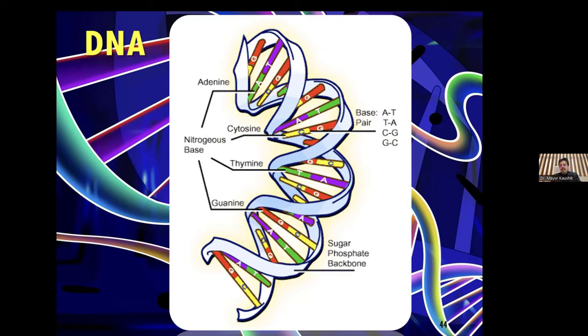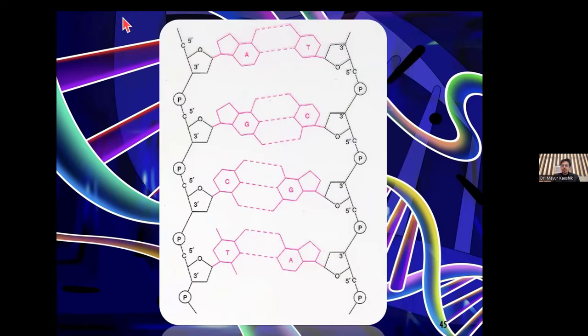Now, DNA is like a twisted ladder. We have the vertical arms of the ladder and the horizontal arms of the ladder. The vertical arms are made up of sugar and phosphate, bound with very strong phosphodiester bonds. So nothing usually goes wrong easily with these vertical arms. However, the horizontal arms of the ladder consist of nitrogenous bases, which are connected with weak hydrogen bonds.